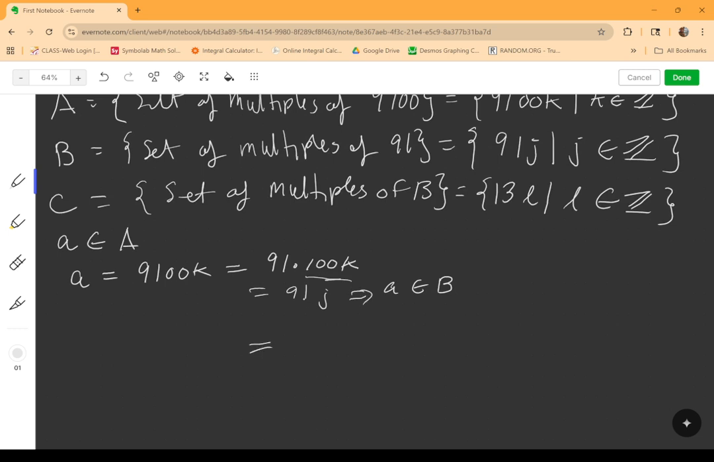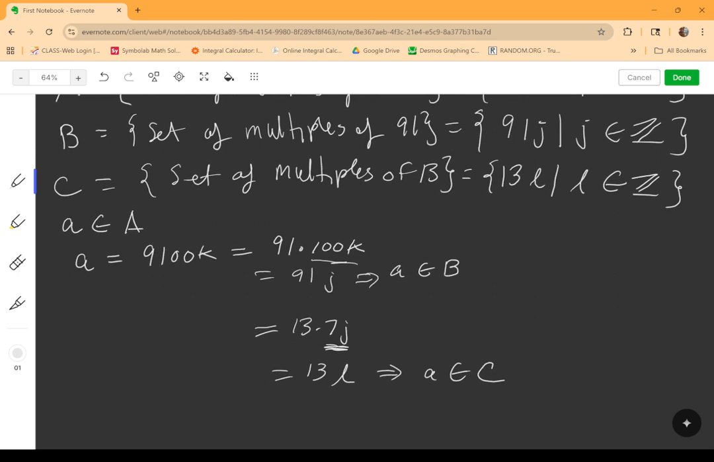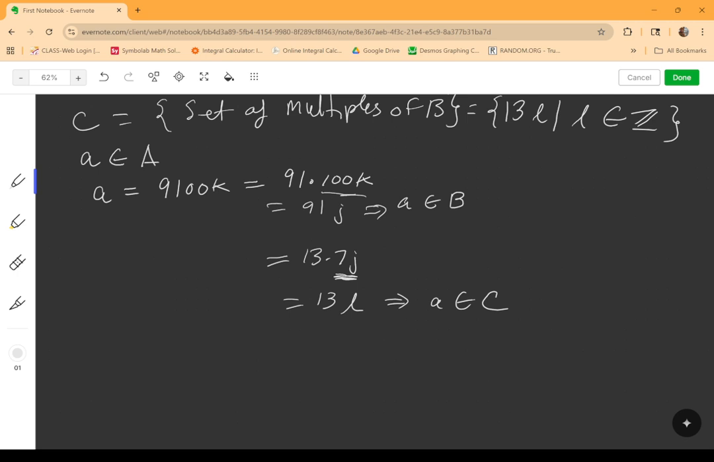Going further, I can write 91 as 13 times 7 times J. And then again, the closure of integers means I can write this as 13L, and that implies that the element is an element of C. Now we have that the element of A was arbitrary. It's any multiple of 9100. Any of those will also be a multiple of 13. So now we have proven from the above statement that A must be a subset of C.